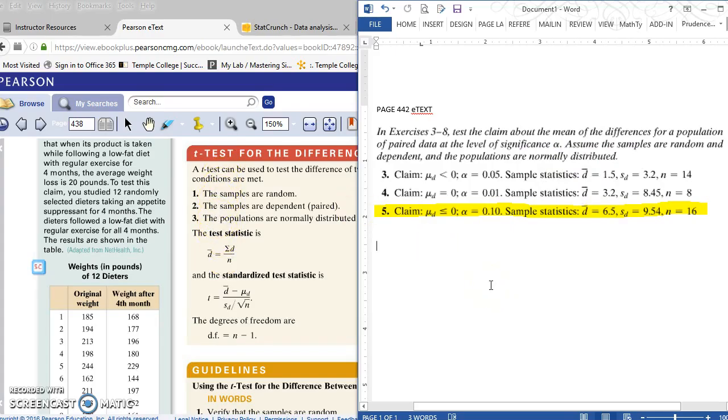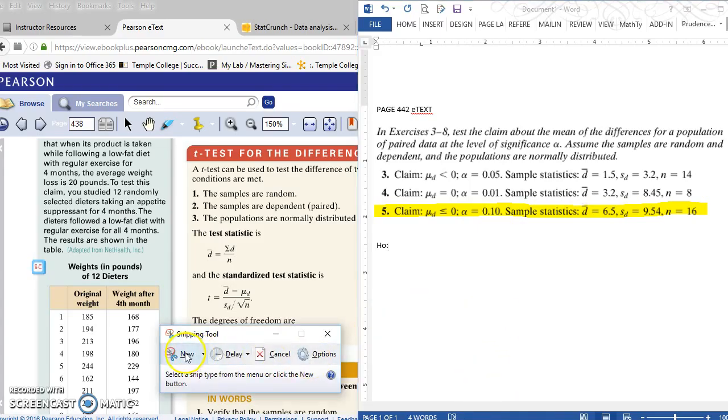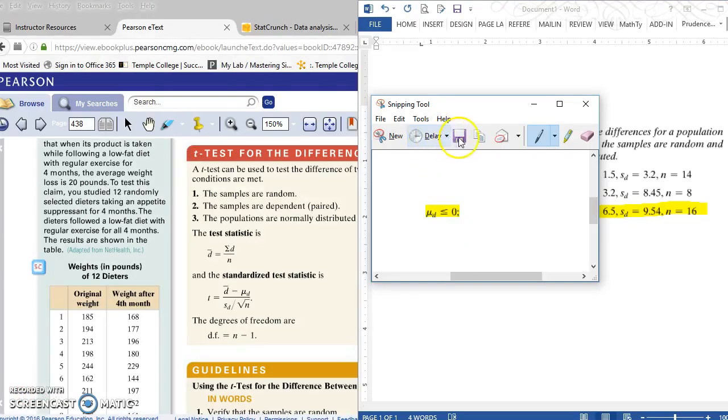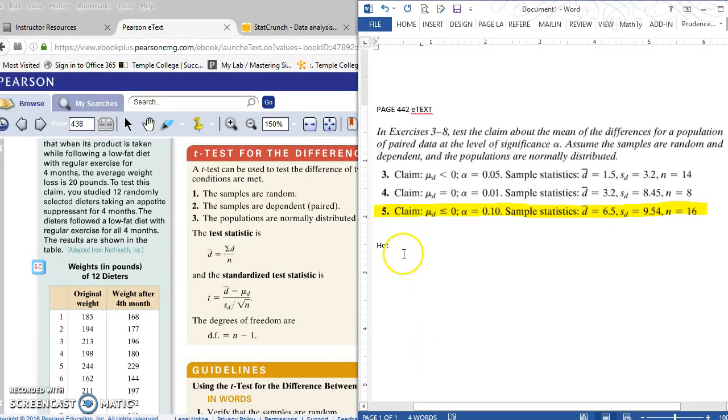So since we've met those 3 conditions, we can use this data and test the claim. Now we're going to look at number 5, and it says the claim is that mu sub d is less than or equal to 0. Now, since it has an equality statement, then that would be our H sub 0. Now, I'm going to see if I can copy this real quick because it's difficult for me to get some of these symbols, and I will just put that back there.